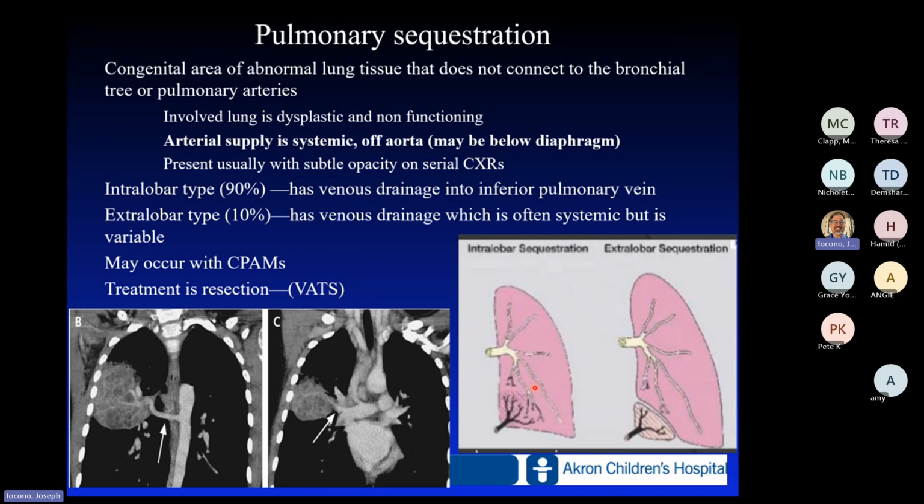Pulmonary sequestration is a little different than CPAM. We think it's an amalgamation or something similar. The thing about a sequestration that is different from a CPAM is they have arterial supply. It's systemic. It's not pulmonary, usually coming off the aorta.